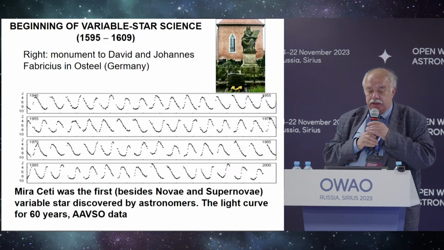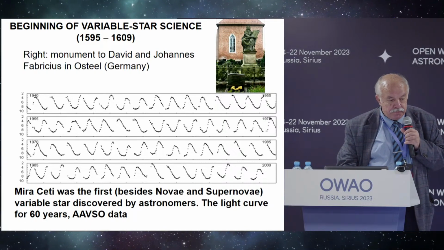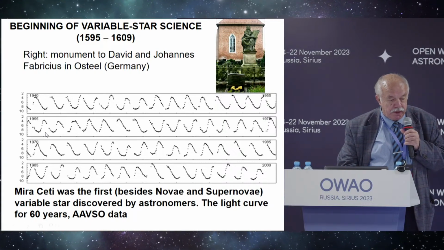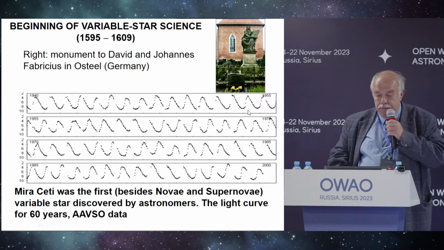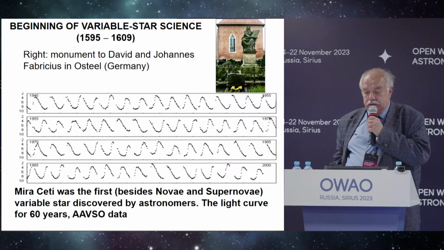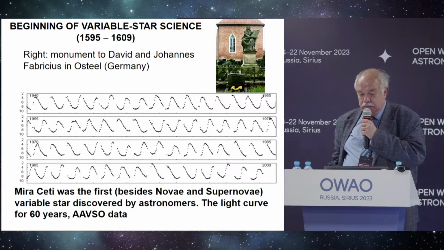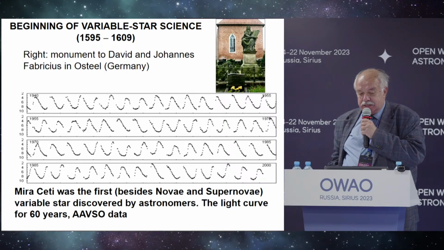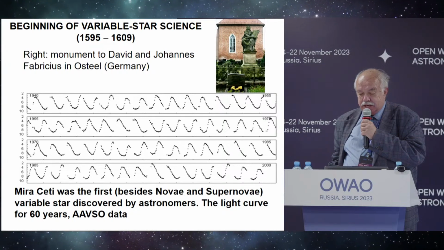Here we have a light curve. You see that along the ordinate we have magnitudes, and this is just time. And you see that Mira is not absolutely regular. There are maxima as faint as 4th magnitude and as bright as 2nd magnitude.